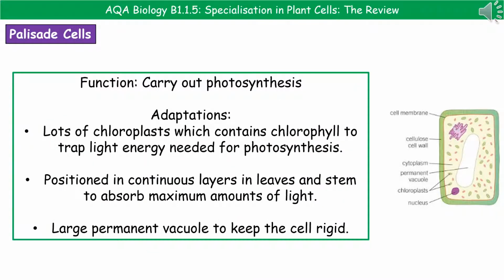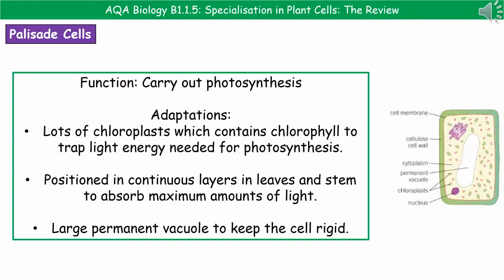The final type of cell we should be aware of in our plants is something called a Palisade cell. And these ones have been designed to carry out photosynthesis. So we've got three key adaptations that we should be aware of in our Palisade cells. The first one, as you may well guess, they've got lots of chloroplasts present. Hopefully we remember chloroplasts contain this green pigment called chlorophyll, and that's going to trap the light energy needed for photosynthesis.